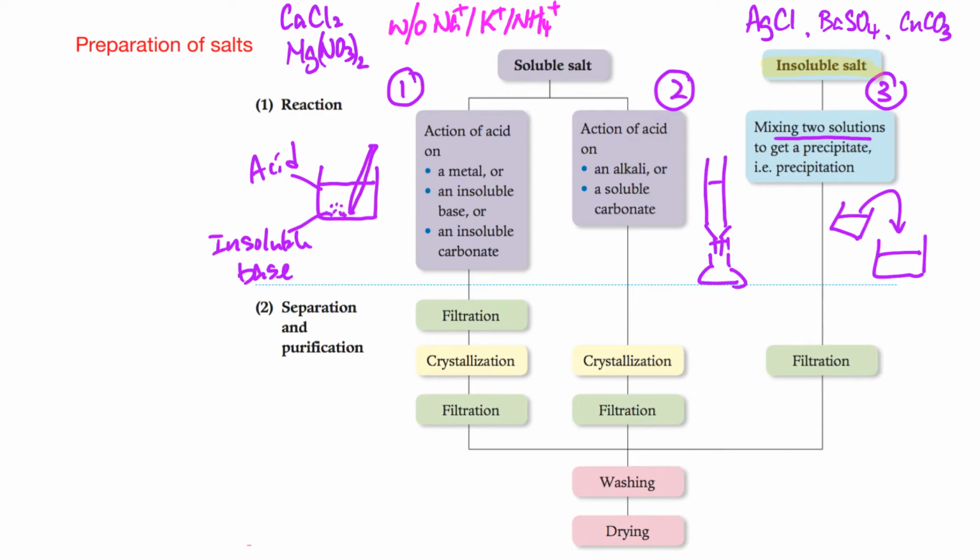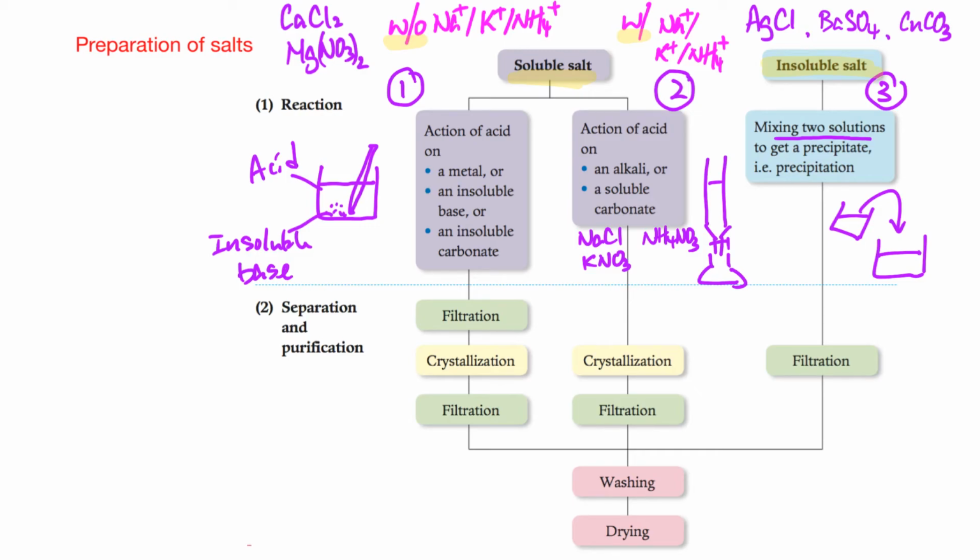But for method 2, we are going to cater to the salts that have Na+, K+, and NH4+. Say, for example, you have NaCl, KNO3, or maybe ammonium nitrate. So these kinds of salt, we will then use method 2. Again, for soluble salts, we still have to classify the soluble salt: either they are without these 3 ions or with these 3 ions. If they are with these 3 ions, method 2. If they are without these 3 ions, method 1.